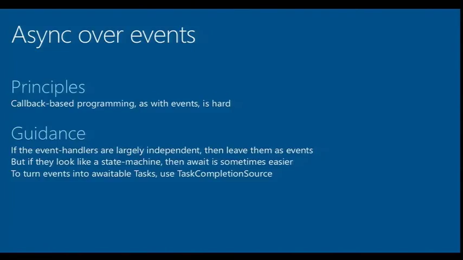Callback-based programming, as with events, is difficult. If the event handlers are largely independent, then we can leave them as events. But if it looks like we're turning them into a state machine, then await is sometimes easier. And the way we turn these events into awaitable tasks is via TaskCompletionSource.